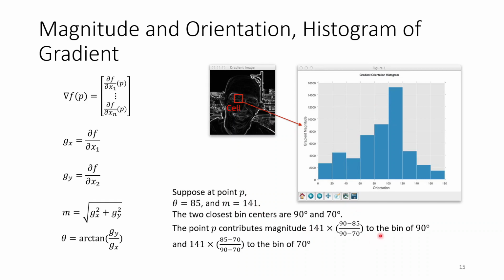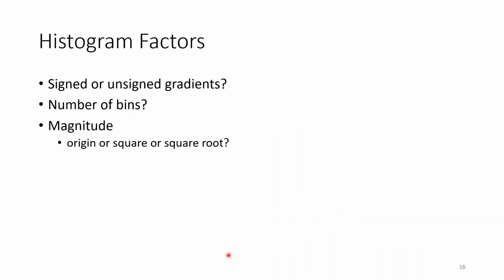Okay, so for the bin of 90 degrees, it will contribute this value. And for another bin, it will contribute this value. So this is a linearly distributed mode. However, this is not the only choice, right? The simplest way is just, okay, you find the degree or just angle, and put everything into that bin. That is also another possible solution. But which is the best setting for them? Again, they need to check the result of their experiment. Okay? So this is the definition of a histogram of gradient, and there are some factors.